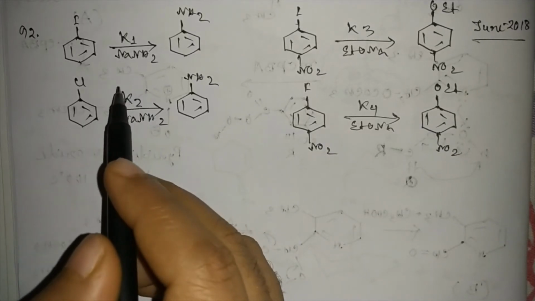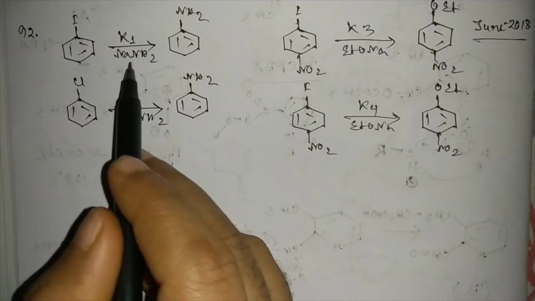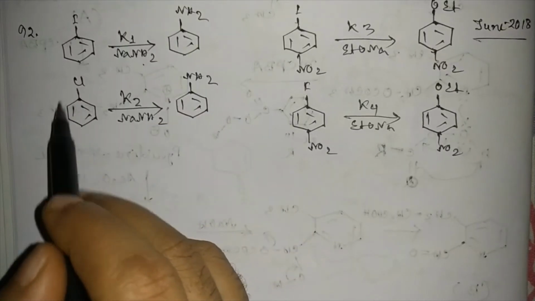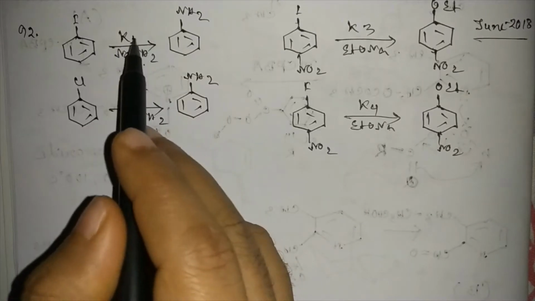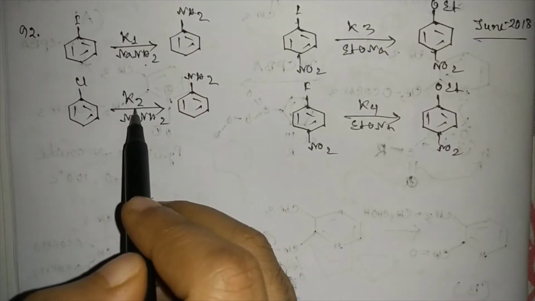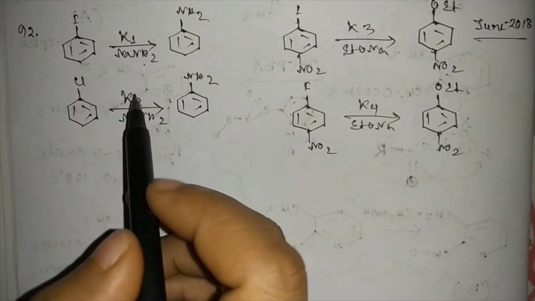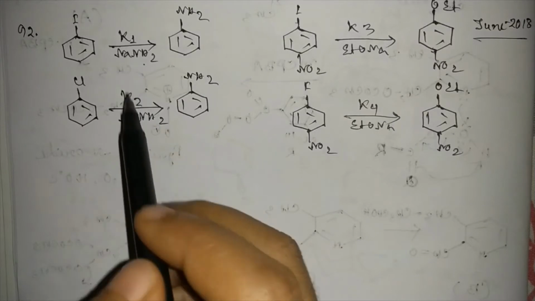Here is an interesting question. Iodobenzene treated with NaNH2 forms aniline. Chlorobenzene treated with NaNH2 forms aniline. The rate constants of these two reactions are K1 and K2. What is the relation between K1 and K2? Either K1 is greater than K2 or K2 is greater than K1.